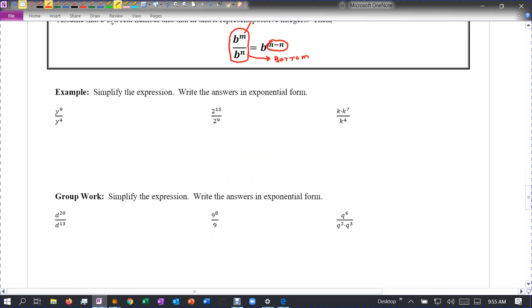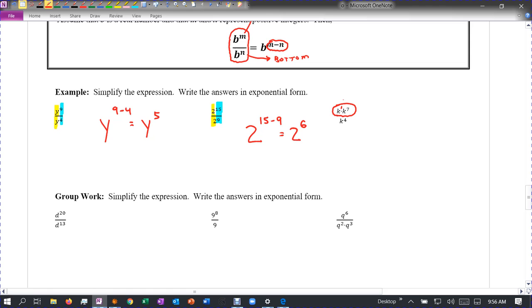So for this next example, we have the same base, y. We have exponents of 9 and 4, and we're dividing, so we're going to subtract. So we're going to do y to the 9 minus 4, which is y to the 5th. That's our answer. Next one, we have the same base, 2. We are dividing these, 15 and 9. So our answer is going to be 2 raised to the 15 minus 9, which is 2 to the 6th.